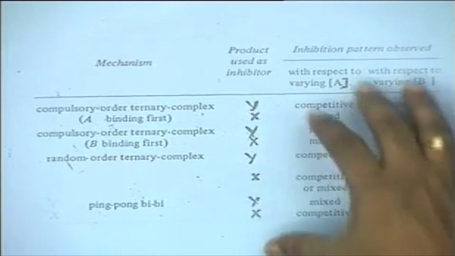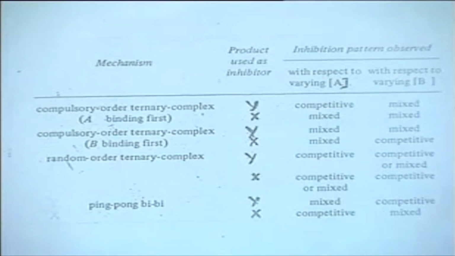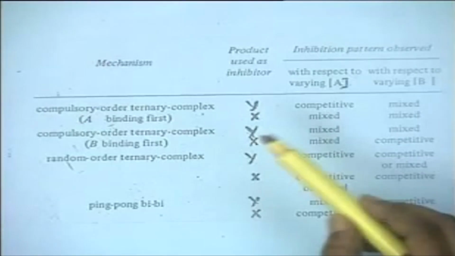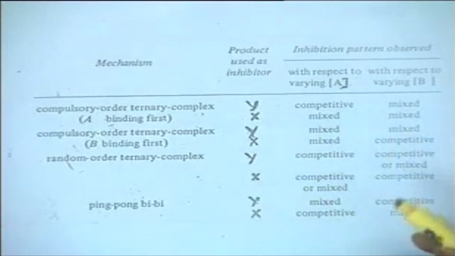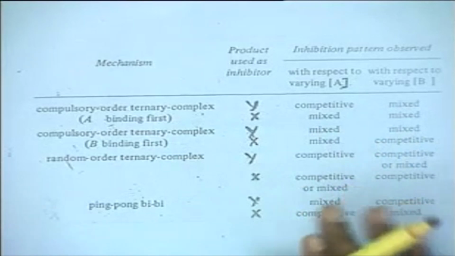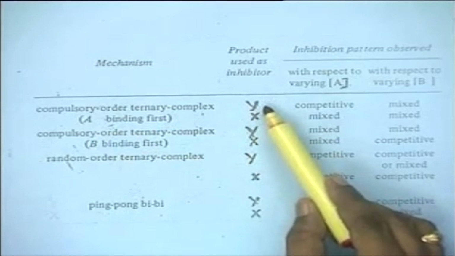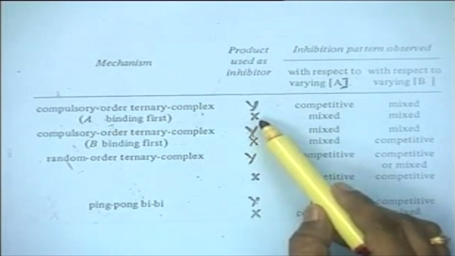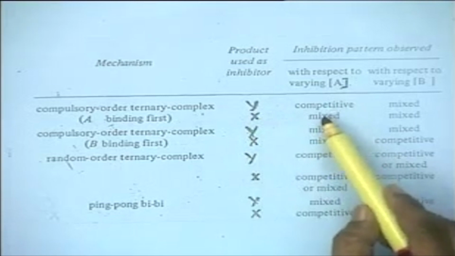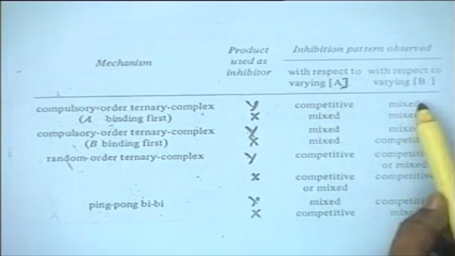So, you get completely different patterns, and as you will recall, when we were discussing the inhibition patterns, we also mentioned very clearly that a major use of the inhibition patterns is in the analysis of bisubstrate reactions to identify their reaction mechanism, and one can derive these expressions and get the different types of inhibition pattern. This is just a summary of the whole thing: when you take A binding first and use one of the two products as the inhibitor, you get a different pattern, and with respect to B you get a different pattern.